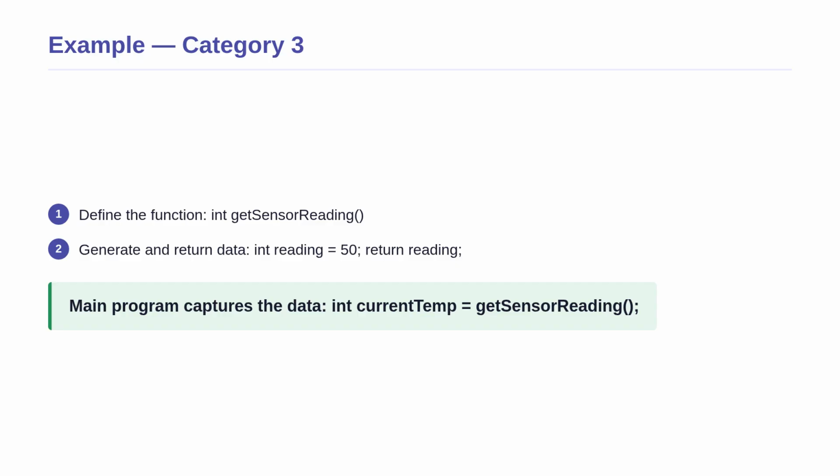We define a function called getSensorReading. Notice that the parentheses are completely empty because there are no arguments. However, the word int is placed before the function name to show it will return an integer. Inside, it generates a reading of 50 and uses the return statement to send it back. The main program can then capture this generated data by assigning the function call to a new variable, like currentTemp. The data originates inside the function and flows out to the main program.